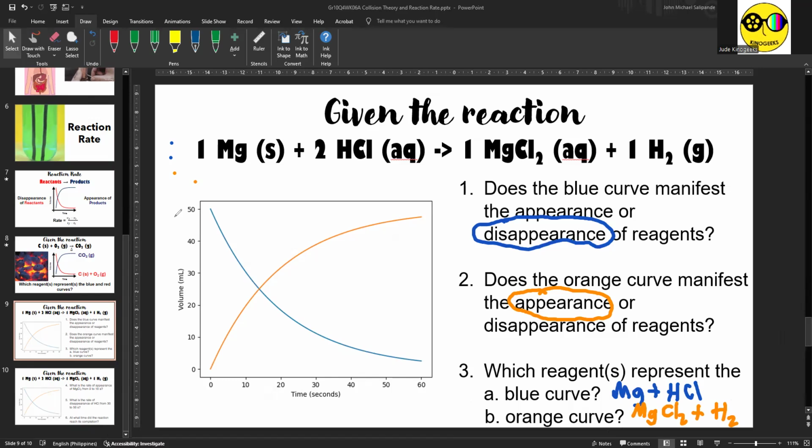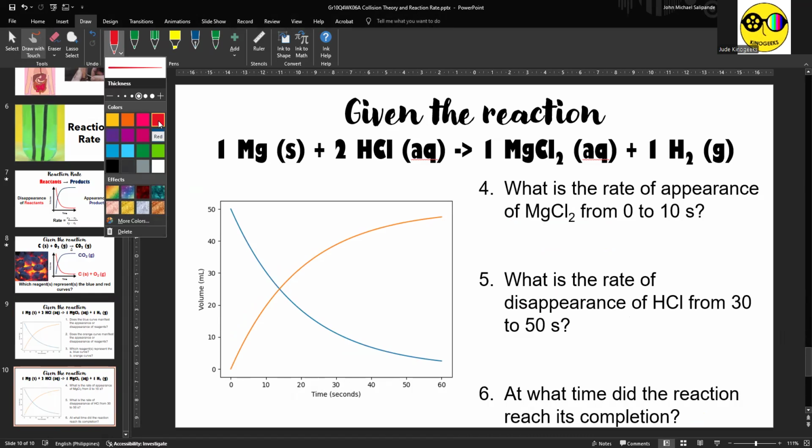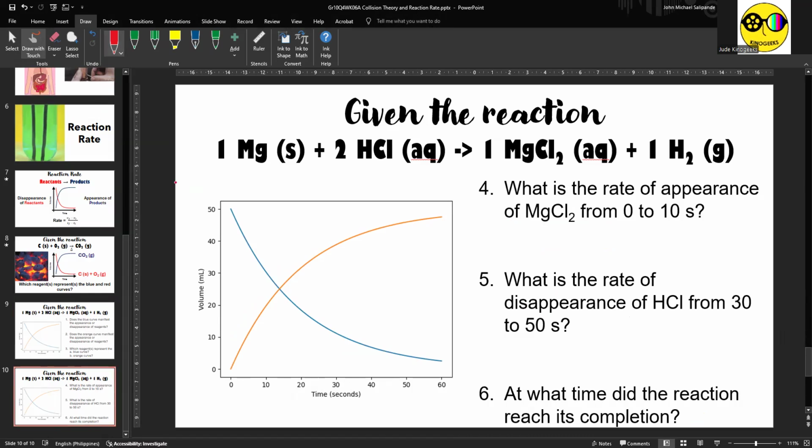All right, so let's have some calculations now. Number 4. Okay, so before we start computing, let me just write the formula of rate somewhere here. So rate is equivalent to final volume minus initial volume over final time minus initial time. Number 4, what is the rate of appearance of magnesium chloride, MgCl2, from 0 to 10 seconds?